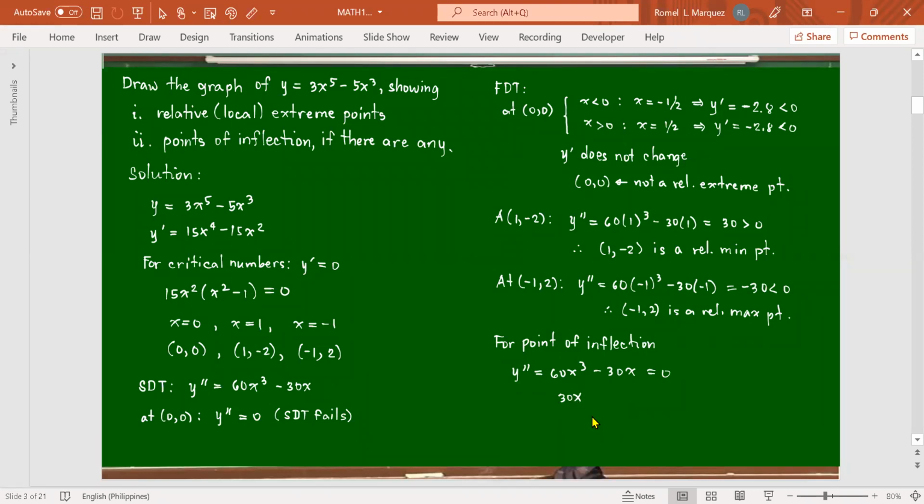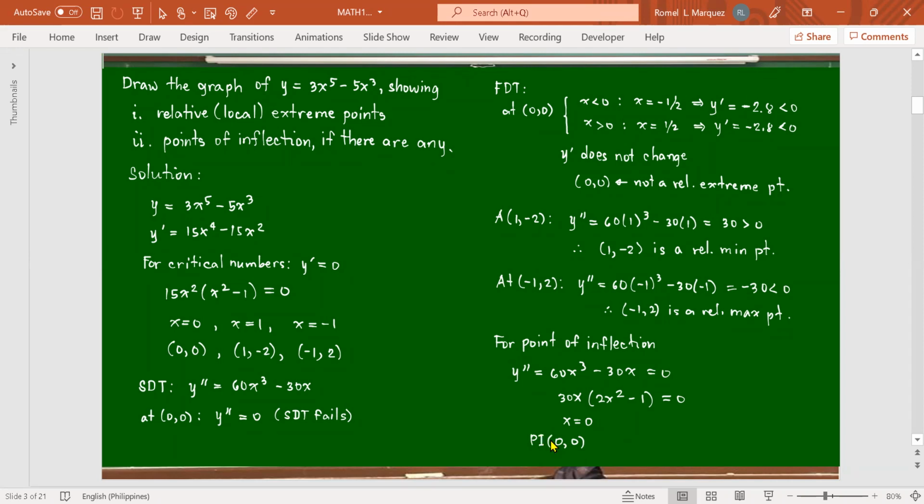Guys, tama ba? 2x squared minus 1. Am I correct? Yes po. So x is 0. And we know that if x is 0, the y is 0, no? So I have 0, 0. So this is a guaranteed point of inflection.